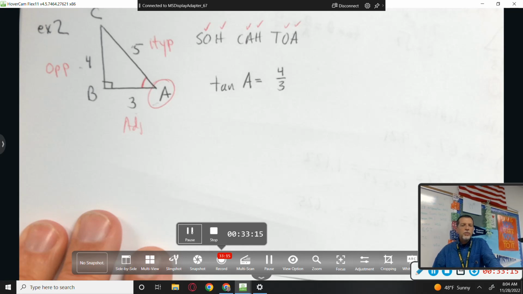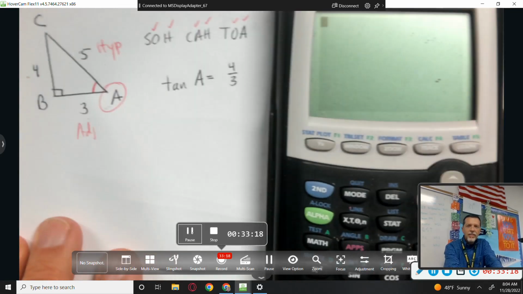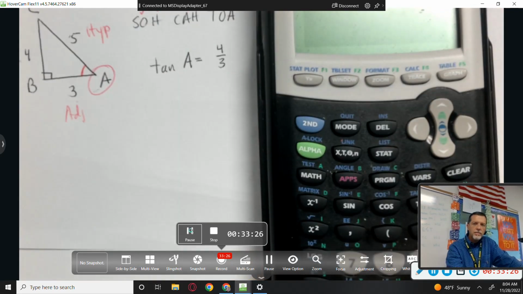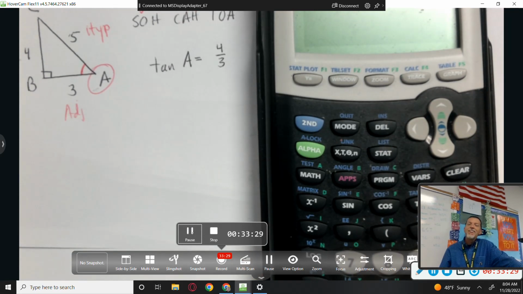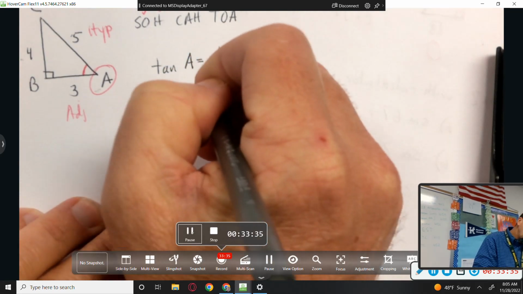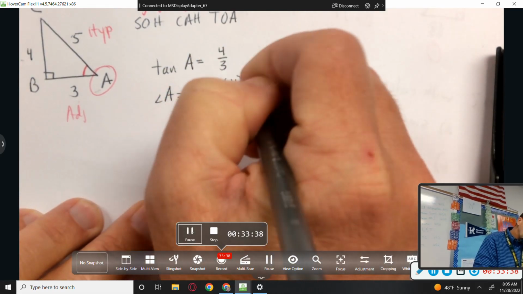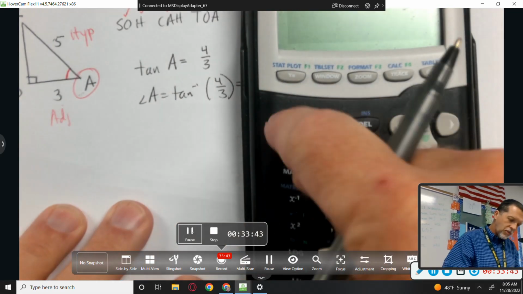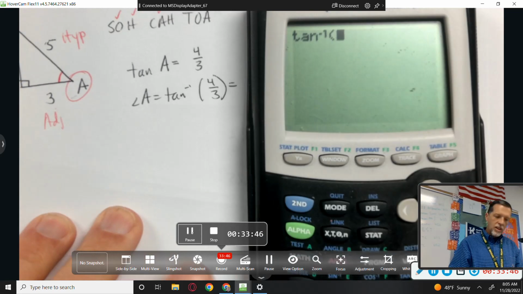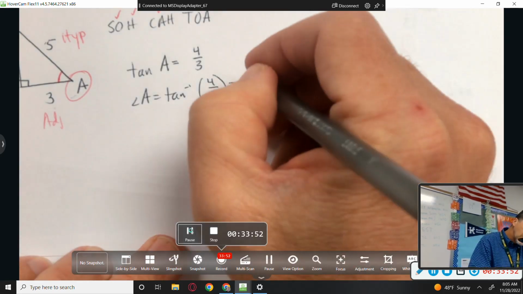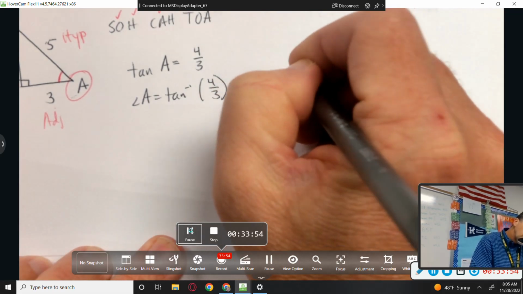So do you remember how to get your calculator to go backwards? Like, how do I find an angle whose tangent is 4/3? Inverse tangent. So angle A is the inverse tangent of 4/3. It means find me an angle whose tangent is 4/3. So second, tangent, inverse tangent, 4/3, 53.13 degrees, so that's angle A.